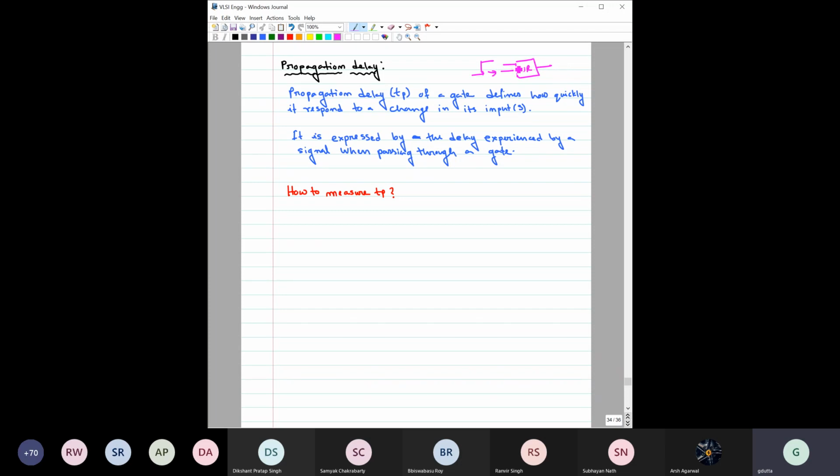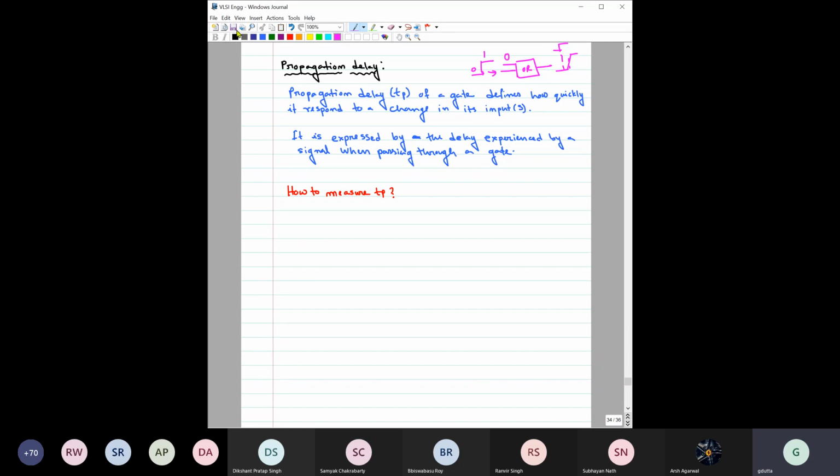Suppose the inputs are 0, 0, so the output is 0. Now one input goes from 0 to 1, so the output is expected to be 1. The output has also changed. This is the change in input and this is the change in output, and there is definitely some delay between them. While passing the input from this side to this side, what is the delay experienced by that input signal when passing through the gate?